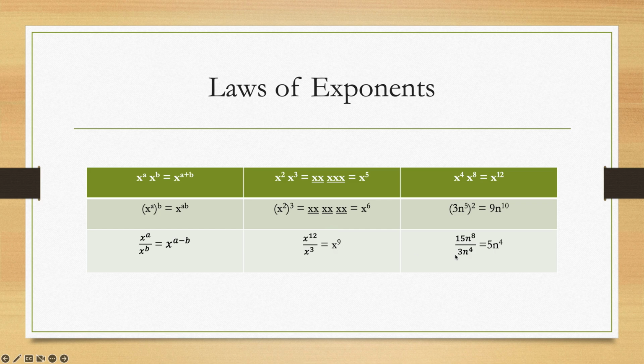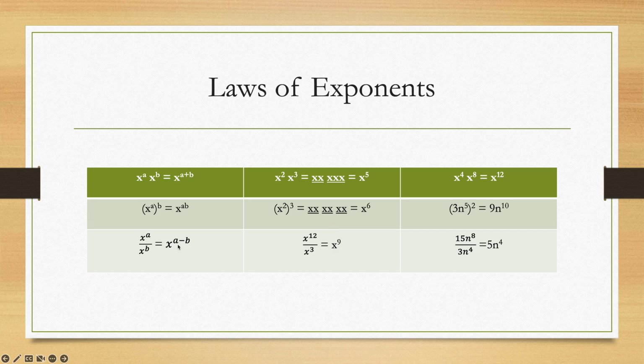If I look at the last one, this time I put in a coefficient, 15 divided by 3 is 5, and n to the 8th over n to the 4th is n to the 4th, not n squared, it's n to the 4th. Subtract those exponents just like the rule tells you to do.